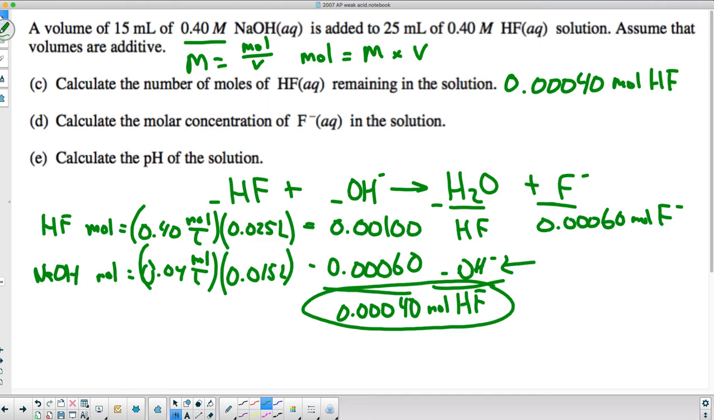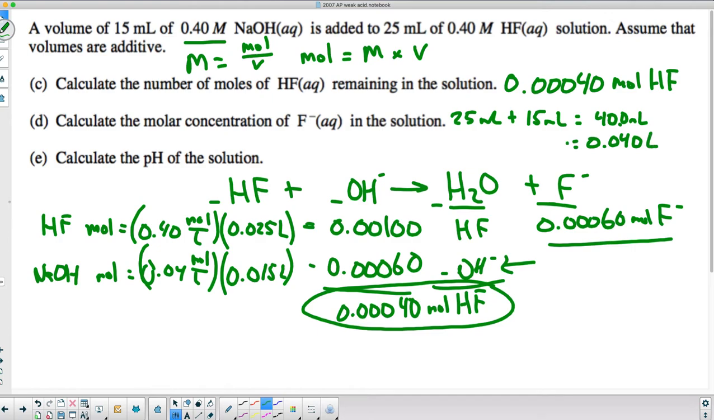So where are we at here? So that's easy. The question, though, is calculate the molar concentration. So what's the molar concentration? Well, the molar concentration is the number of moles divided by the total volume. So what's the total volume? If I have 25 milliliters plus 15 milliliters, that equals 40 milliliters. But 40 milliliters means that I have 0.040 liters.